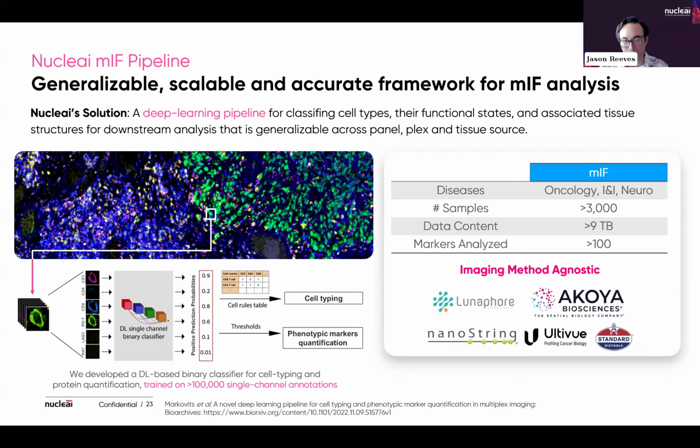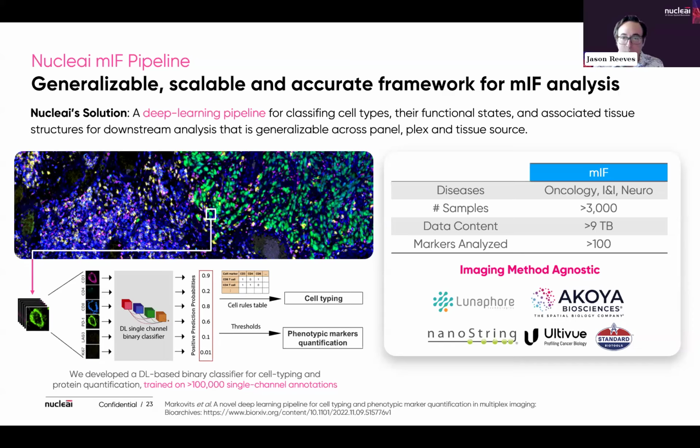And when I say we believe that this is generalized, I want to emphasize that we've tested these platforms in oncology, I&I, and neuro spaces. We've seen that this platform works really well across these different disease areas, even though they have diverse markers, diverse cell types. We've analyzed over 3,000 samples and about 9 terabytes of MIF data at this point. And really, this is a platform that allows us to work with any type of study for MIF data.